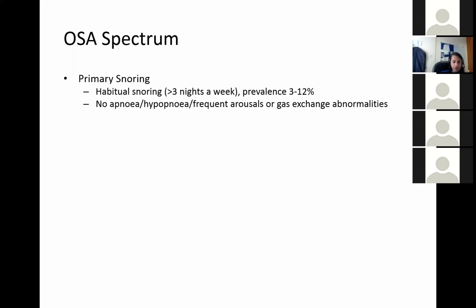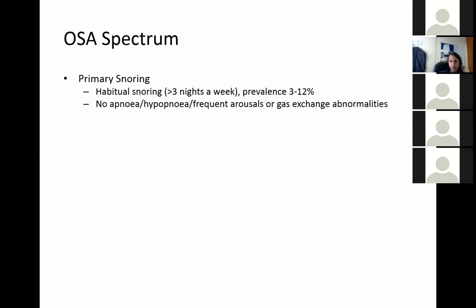Obstructive sleep apnea, there's a spectrum of OSA. So primary snoring, this is defined as habitual snoring more than 3 nights a week. The prevalence in the general population is actually 3 to 12% in children. So lots of patients will come to your clinic and say that they snore, but it's not always something that is needing intervention. And it's knowing which children to investigate and how to investigate them that's important.